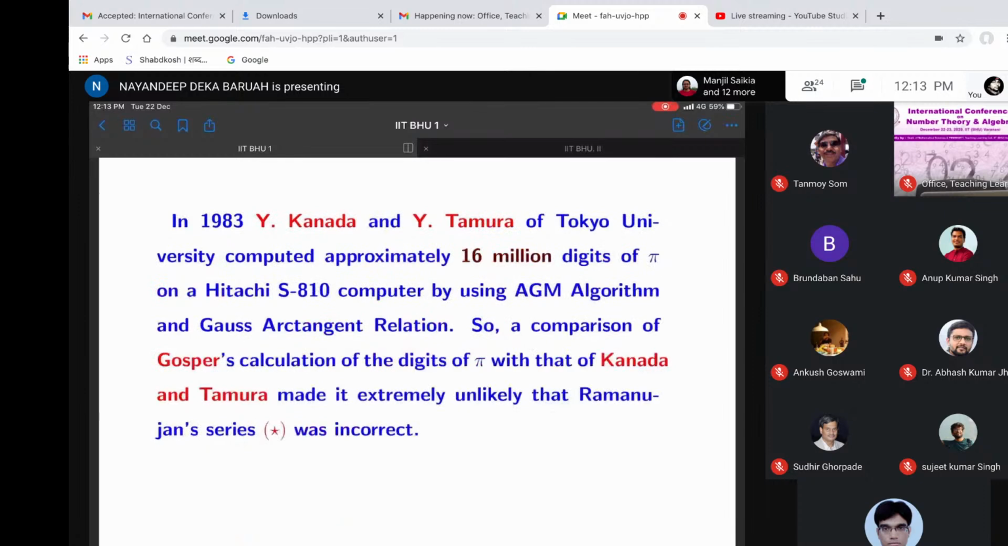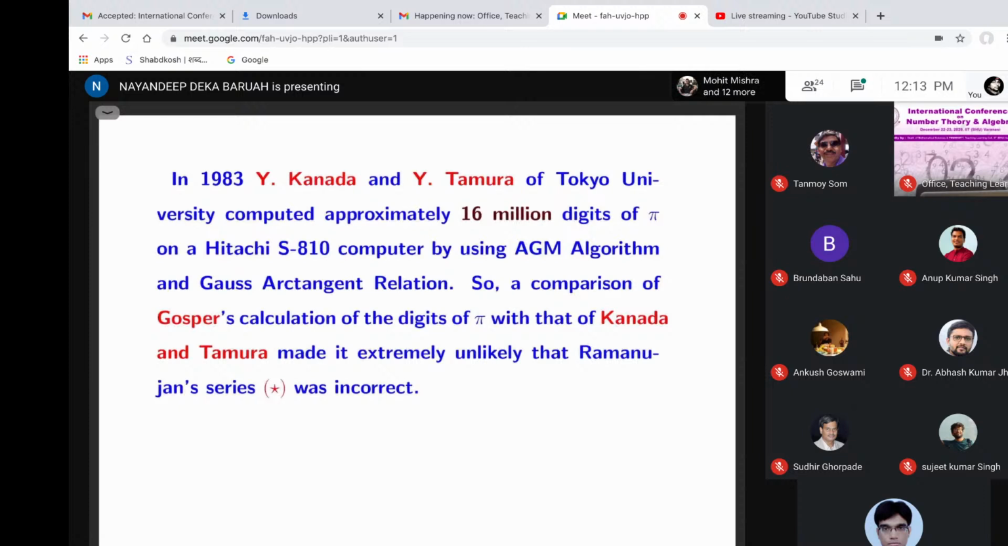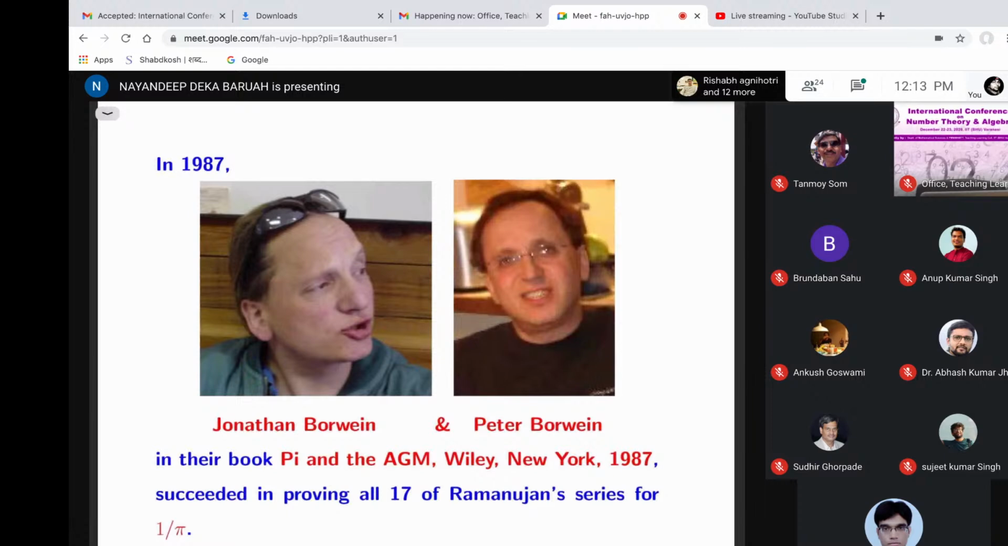So in 1987, Jonathan Borwein and Peter Borwein proved all of Ramanujan's series for 1 over pi, all 17 series. And in a series of papers after that, they established several further series for 1 over pi, with one of their series yielding roughly 50 digits of pi per term. And Ramanujan's formula, which Gosper used, gives roughly 8 digits per term.